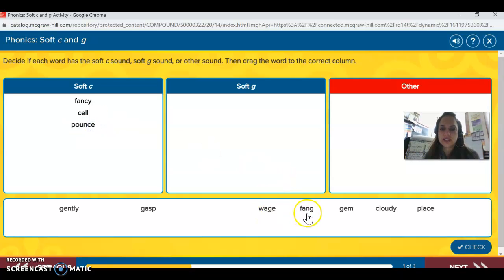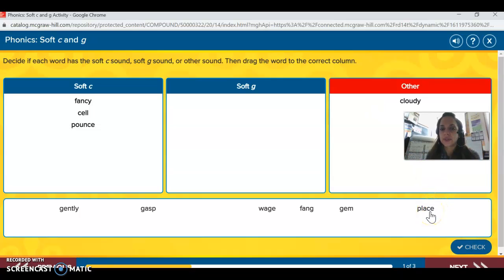This word does not have a C. This word does not have a C. This word does not have a C. This word has a C. So we have to think about our pattern. Is the C followed by an E, I, or Y? Nope. So it's going to make a K sound. Cloudy.